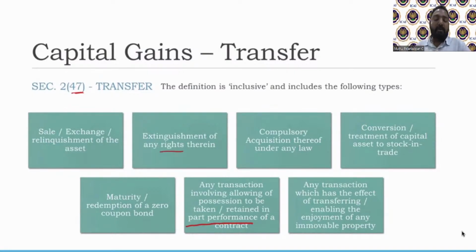The moment you enter into a contract which is something like part performance, it will be considered as a transfer. Similarly, transferring which enables enjoyment of any immovable property. I'm actually not selling, but I'm giving someone the right to use the property. I say I'll no more use this property, you entirely use this property. So indirectly I'm transferring. I'm not actually selling it, but I'm letting someone use my property forever. That could also be called a transfer.